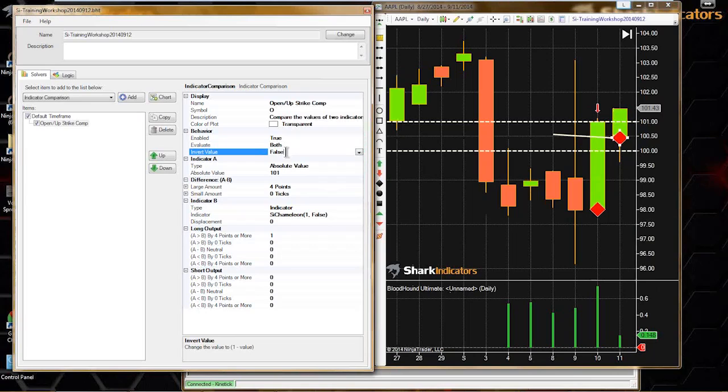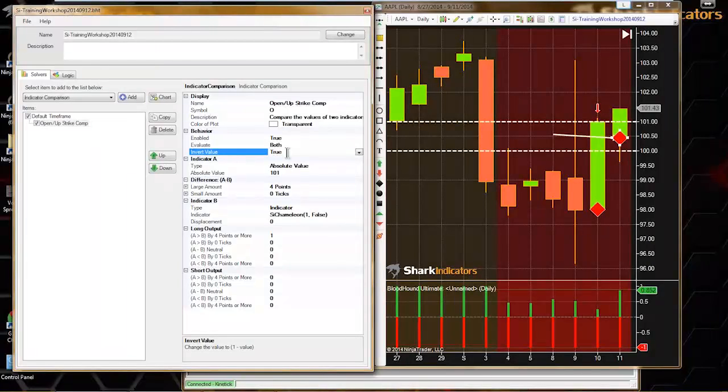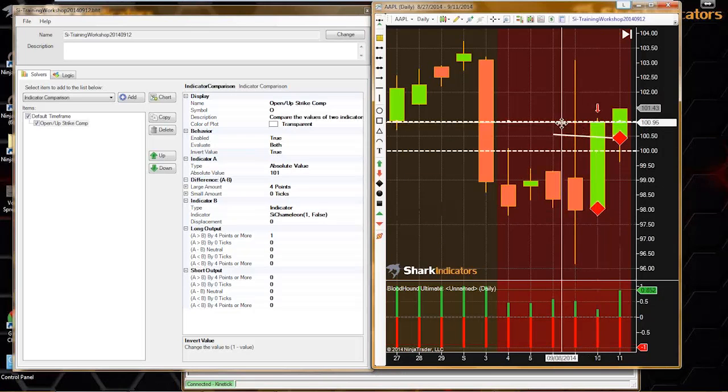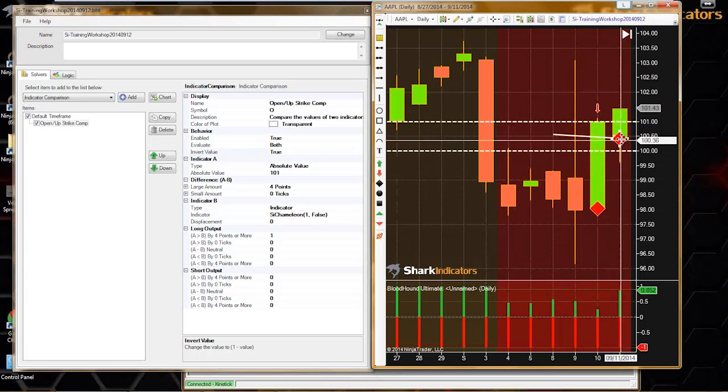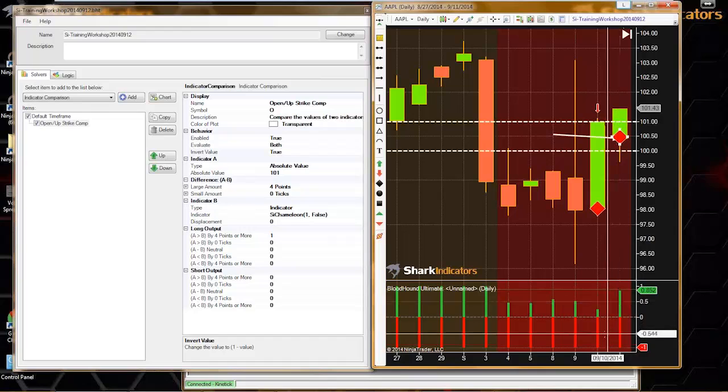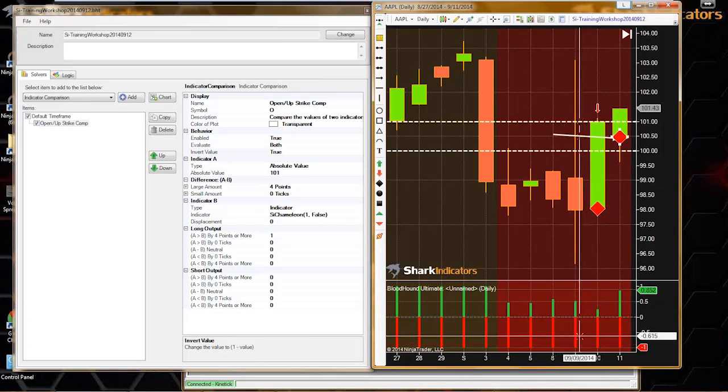So what I'm going to have to do is invert this. Now if we look at the long output, it's the way we want it. You see how the long output here is a lot less when our opening price is further away from the upper strike price. And here, when the open price is closer to our strike price, the long output is greater. Now there's one thing I don't want, and that's these short outputs here.